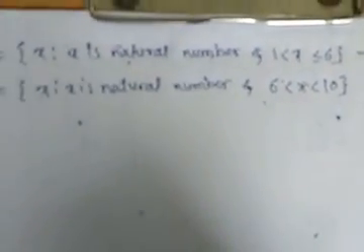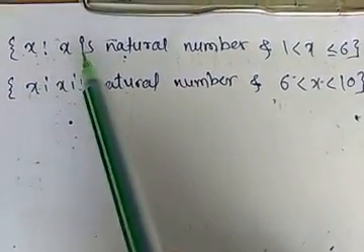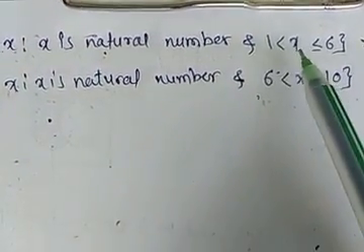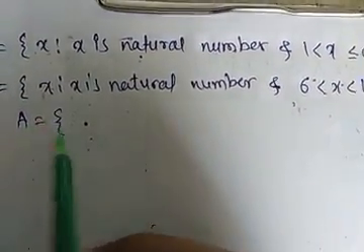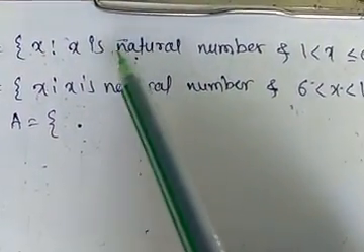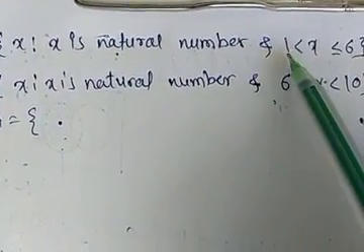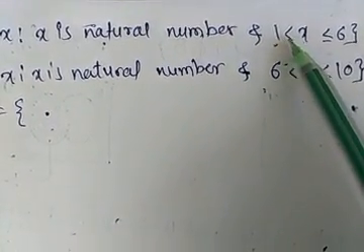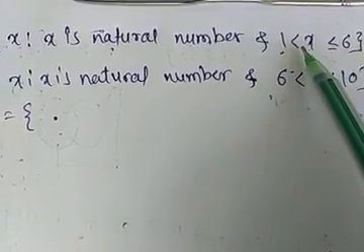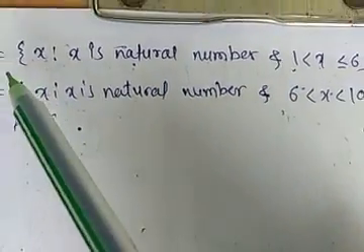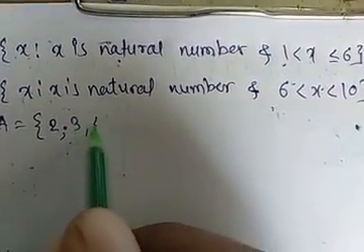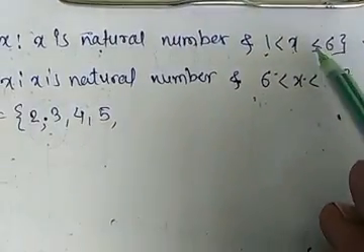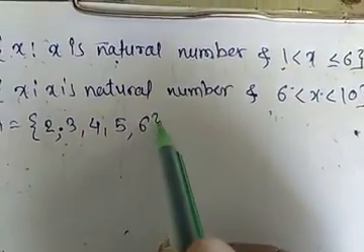So next example: A is the set of x such that x is a natural number and 1 less than x less than or equal to 6. So set A can be defined as x is a natural number and it is from 1 less than x. Here it is 1 less than x, so 1 will not be present in set A. So we start from the second natural number, 2 3 4 5, and here it is given less than or equal to 6, which means 6 is present in set A.